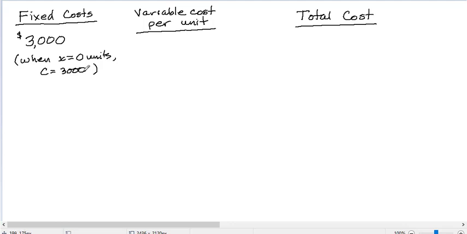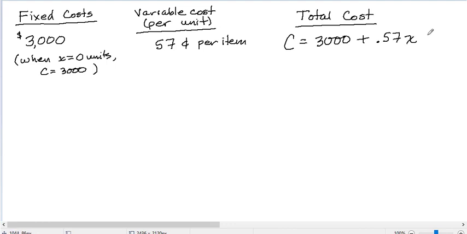And then if you actually produce something, your costs go up from there. That $3,000 covers rent, insurance, all of the overhead that goes into the production. So even though you haven't produced anything, you still have cost. And then when you start to produce, you've got variable costs, and those are per unit costs. So let's say your variable costs were 57 cents, and that's per item. Then your total cost function would be, I have $3,000 of cost, plus I will have 57 cents per item. That will be 0.57 and then per x.